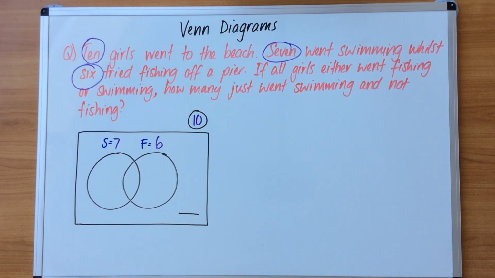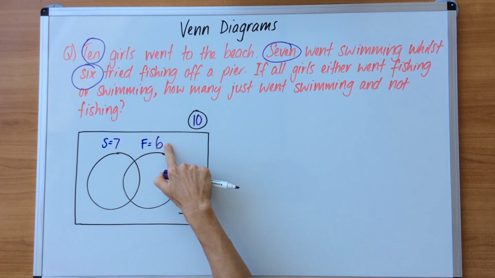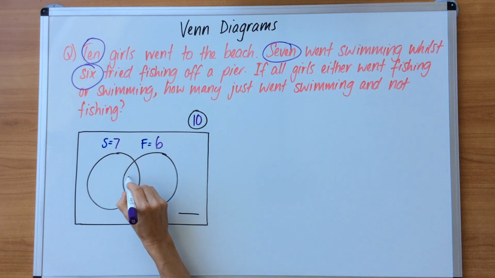The next part we have to do is find the overlap. That's the part in the middle there. So what we have to do is add 7 and 6 together, and that gives us 13. And then we go 13 minus 10, and that gives us the overlap of 3.